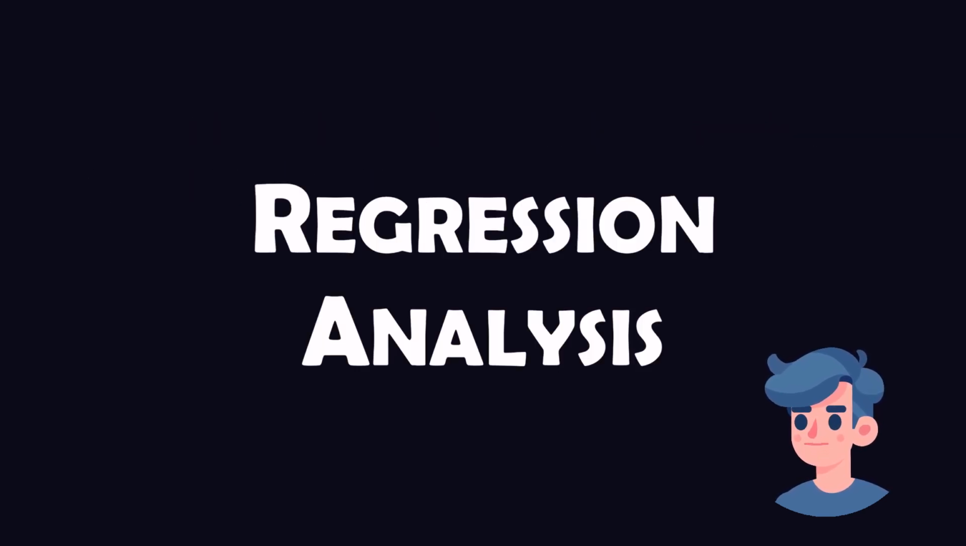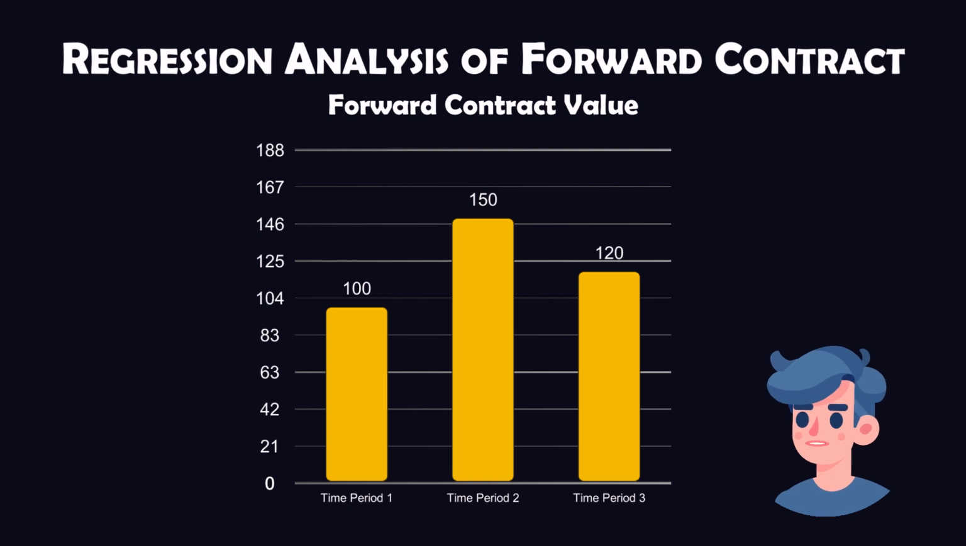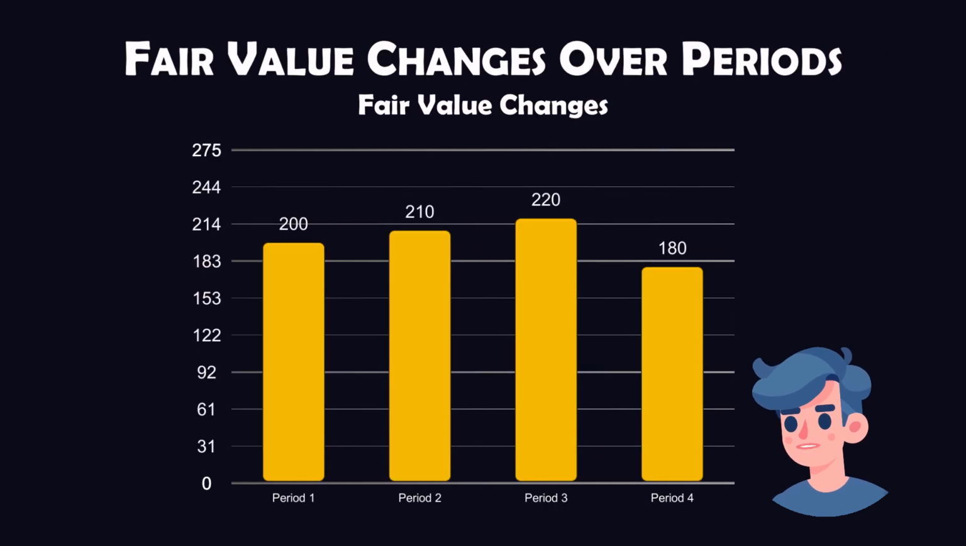Regression analysis involves statistical methods to assess the relationship between the hedged item and the hedging instrument over time. Imagine a company using a foreign currency forward contract to hedge an anticipated foreign currency transaction. By conducting regression analysis, they can assess the strength and validity of the hedge relationship. To give you numerical clarity, let's examine data points for a company executing a hedge using regression analysis.